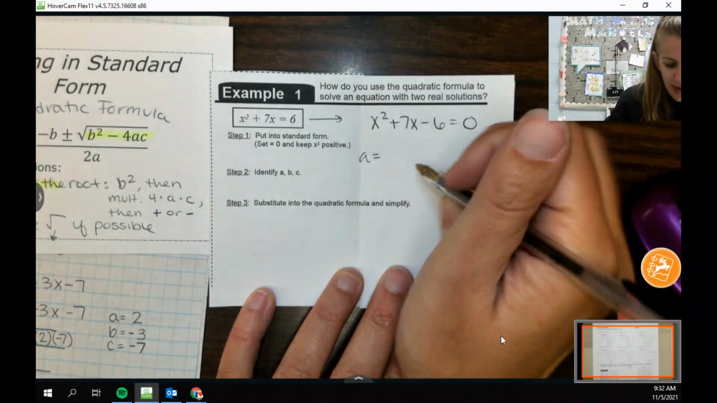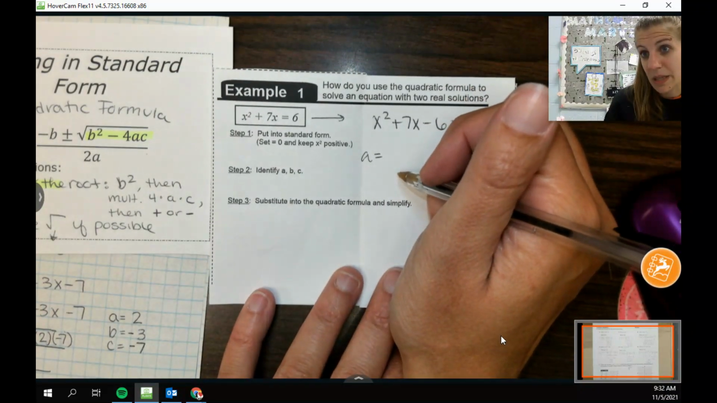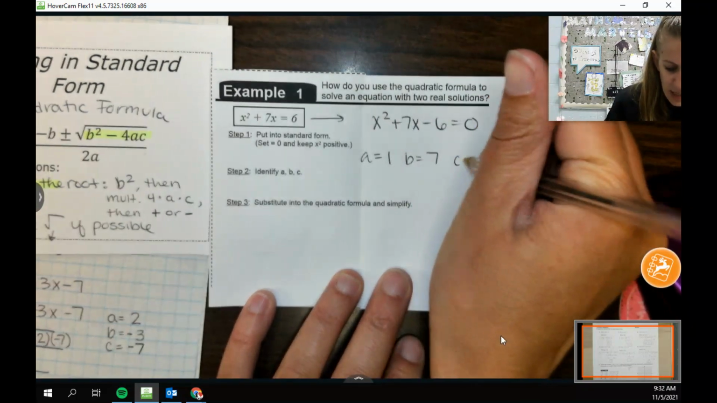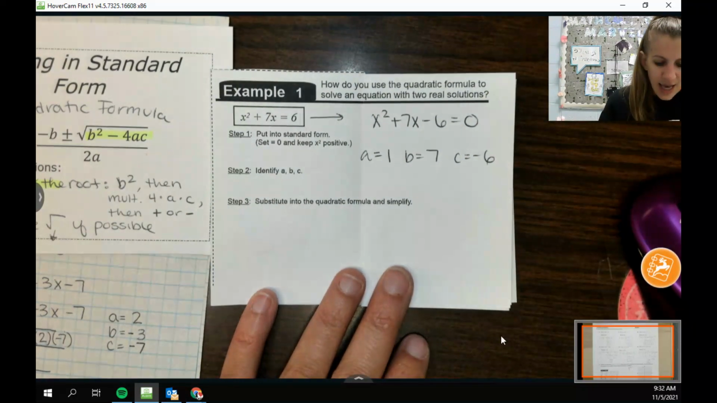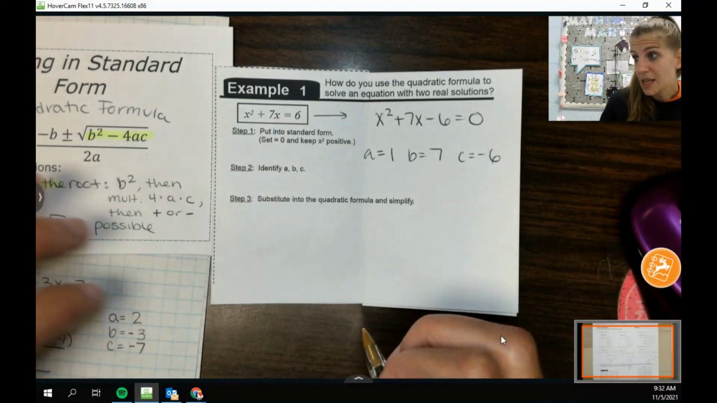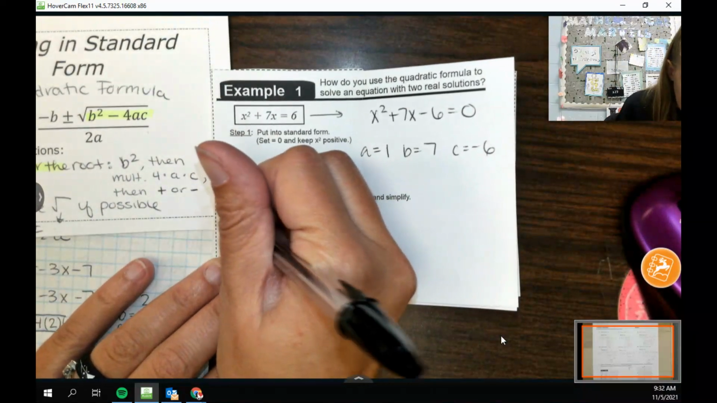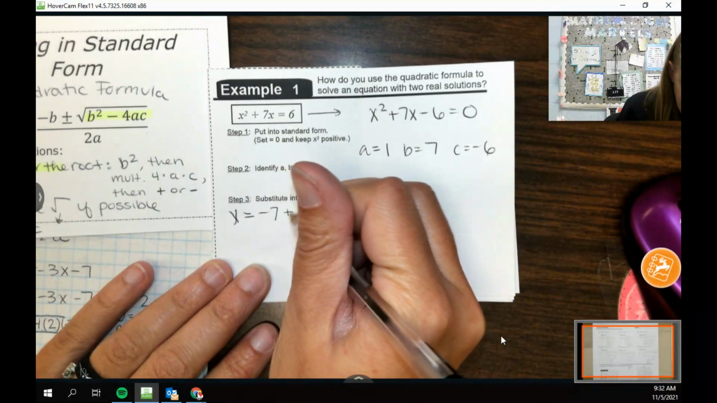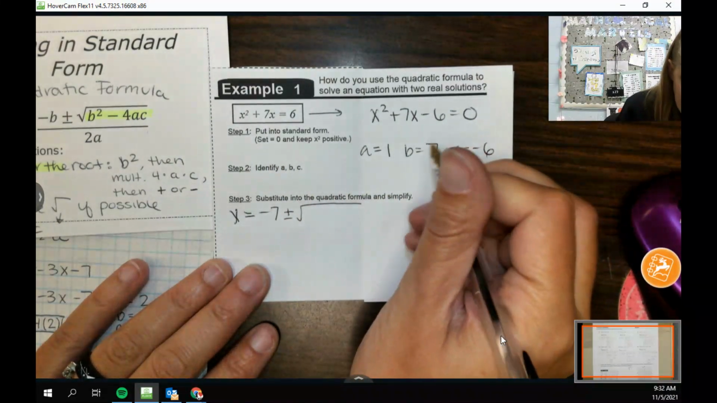Now, again, we could try to factor this, but we want to practice the quadratic formula, so we're just going to jump right to it. So a is 1, b is 7, c is -6. And then we just want to plug in all the things into their formulas. So we'll have x is equal to negative b, so -7, plus or minus the square root of b squared.